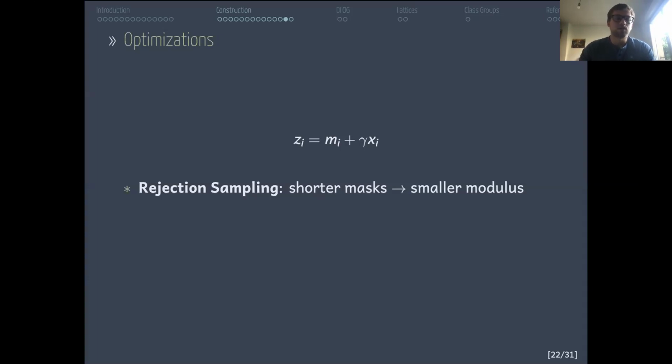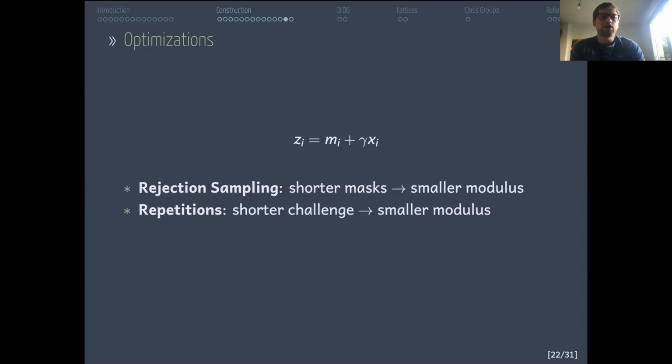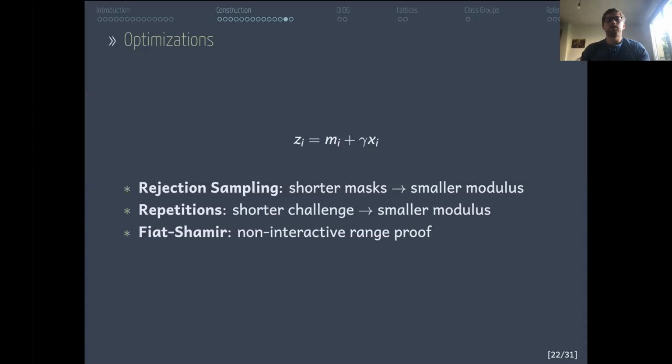Rejection sampling is one option, where we allow for shorter masks. We sacrifice perfect completeness, but what we get is shorter masks and thus a smaller modulus. The same with repetitions: we keep the challenge shorter, so we need to mask a shorter value, and thus also have a smaller modulus. And lastly, everything I've shown you before is interactive, but we can just apply Fiat-Shamir to the Sigma protocol and we get non-interactive range proofs. So that's what we want for privacy preserving technologies generally.